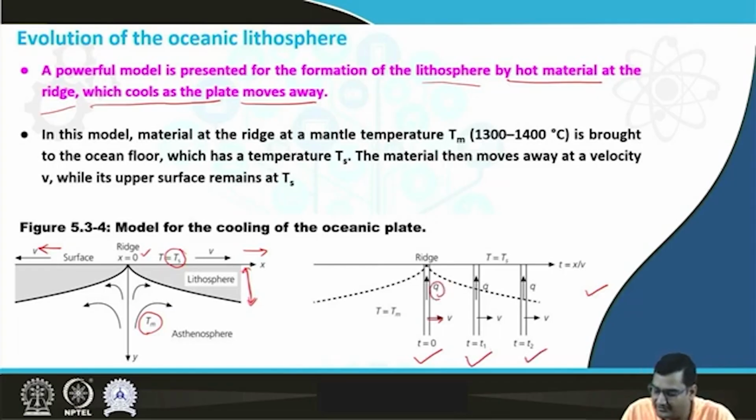And q represents the heat flow, the rate of heat flow, and the time that the lithosphere takes to move a distance x with velocity v is x by v. In this model, material at the ridge at a mantle temperature Tm, that is approximately between 1300 to 1400 degrees centigrade, is brought to the ocean floor, which has temperature T subscript S. The material then moves away at a velocity v while its upper surface remains at T sub s.